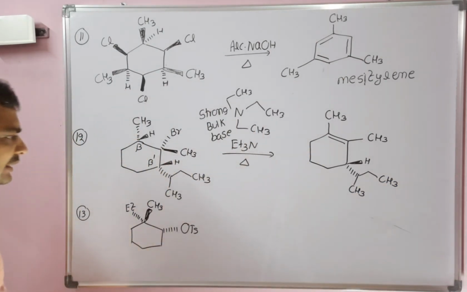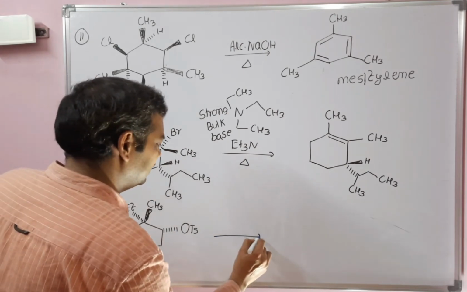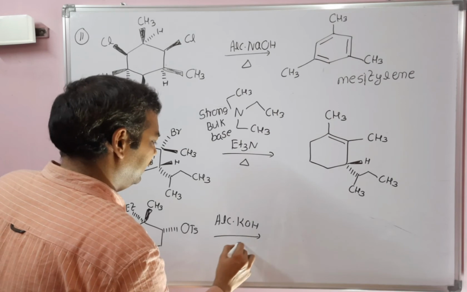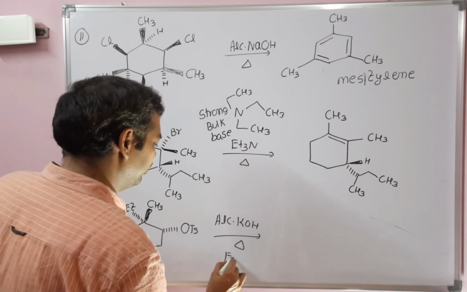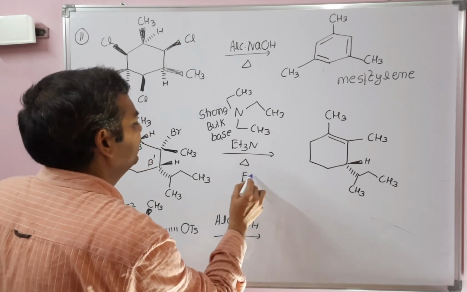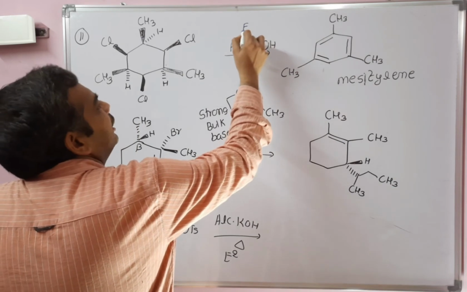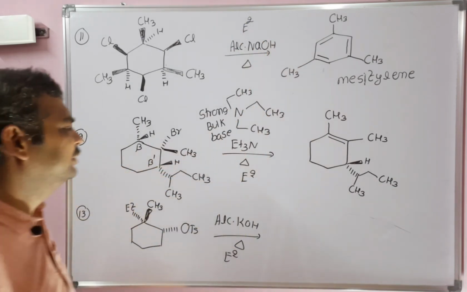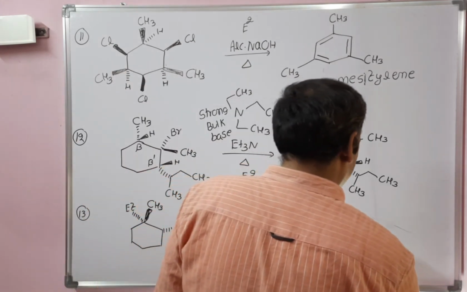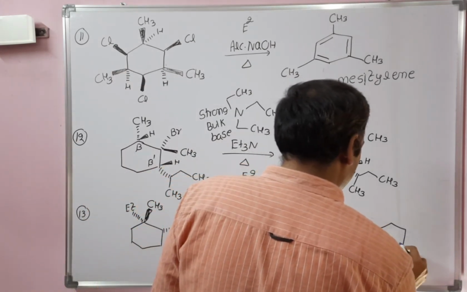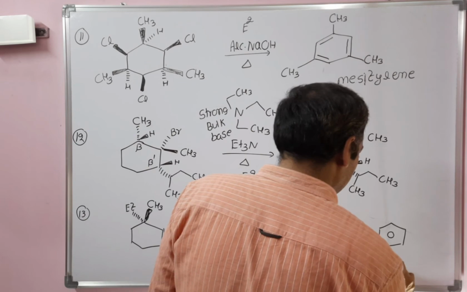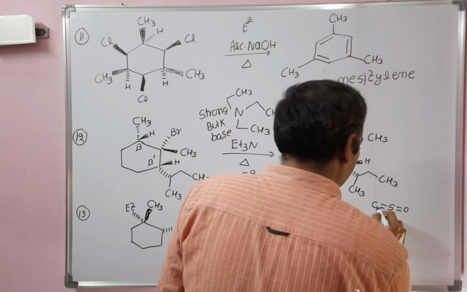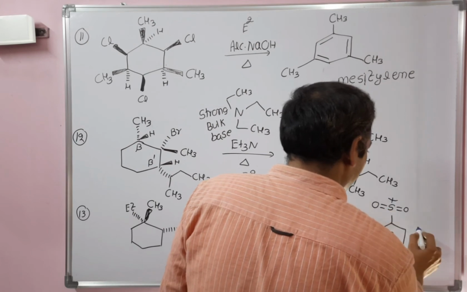Now coming to the last example, tosyl in presence of alcoholic KOH under heating conditions. Definitely E2 elimination: strong base, high temperature. Tosyl means this structure, para-toluene sulfonyl. This is the tosyl group.